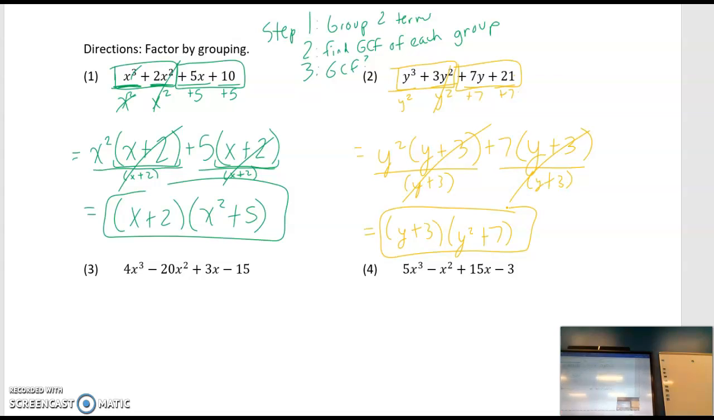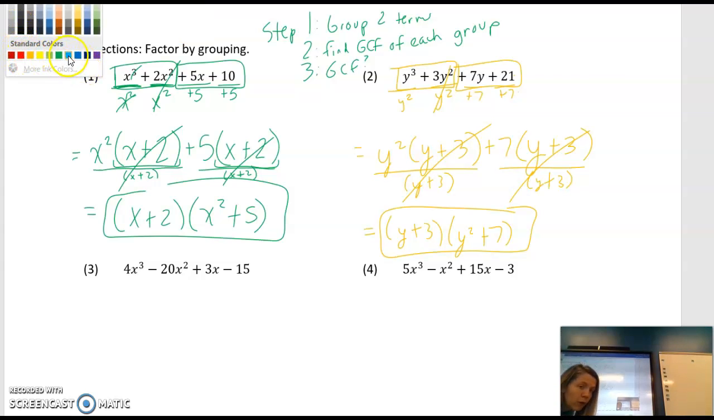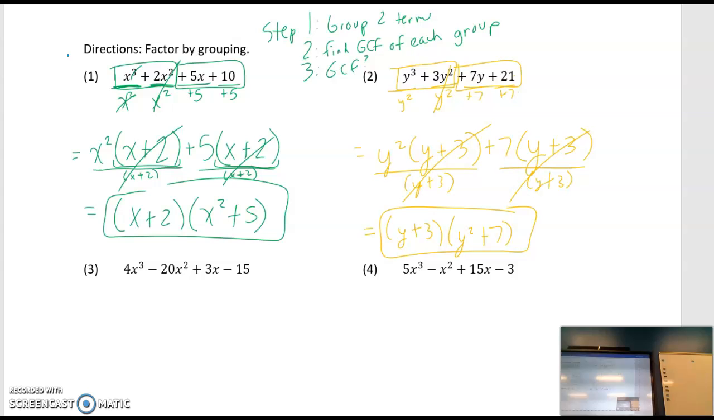All right, so moving into number 3. 4x to the 3rd minus 20x squared plus 3x minus 15. So this has 4 terms, so because it has 4 terms, I am going to group it. So group my first 2 and my last 2 together.